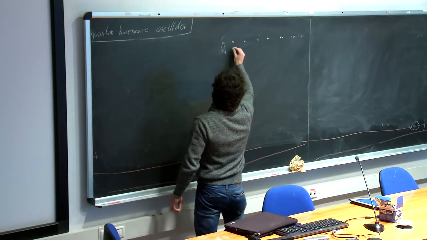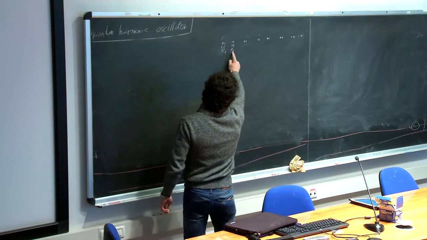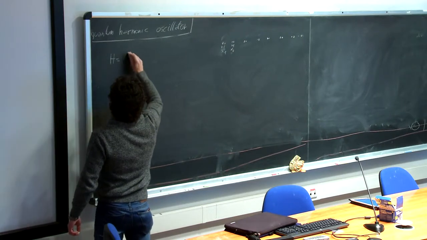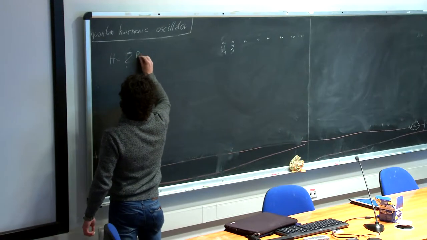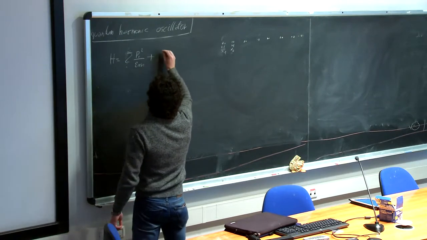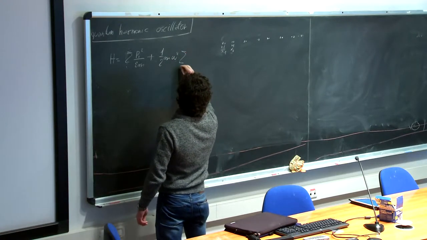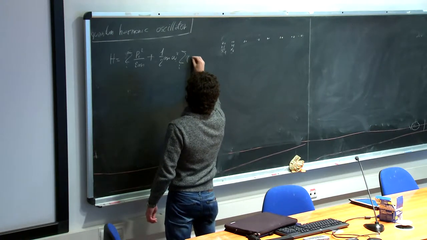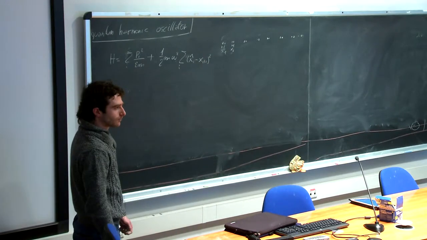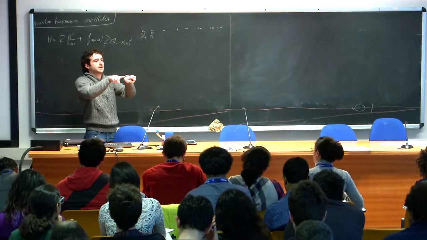This is x1. This will be x2, and so on. So if you assume that there is a harmonic potential between the two ions, then you end up with a Hamiltonian of this form. H equals the sum over the sites of the lattice of the momentum of the ions, and we assume that they have the same mass, plus 1/2 m omega squared, sum over all the sites of the lattice, times (x_i minus x_{i+1}) squared. x is the displacement with respect to the site. Okay?